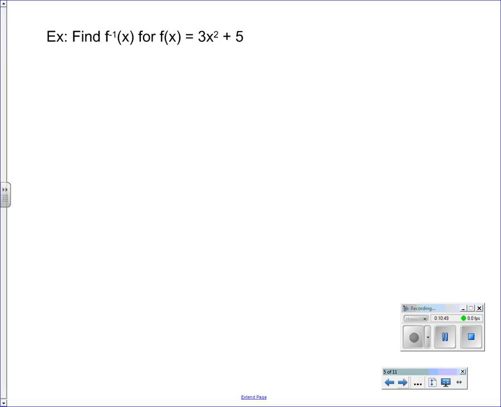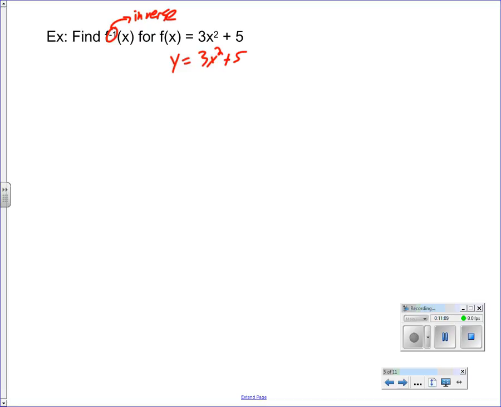So here's the first one. This is notation meaning inverse. This -1 means inverse function. So find the inverse function for this function. So I have the function f of x, same thing as y equals 3x squared plus 5.